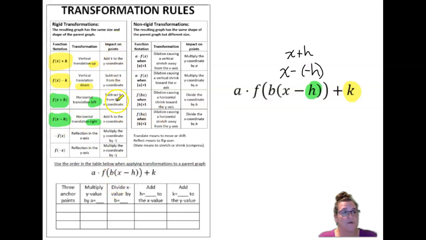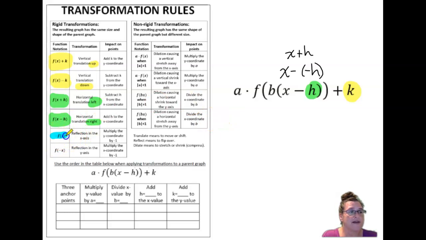And if you're working on ordered pairs, that impact is subtracting h or adding h to the x coordinate of the ordered pair. We'll move it to the left or the right accordingly. Okay, then our next transformation that we want to look at has to do with reflections.